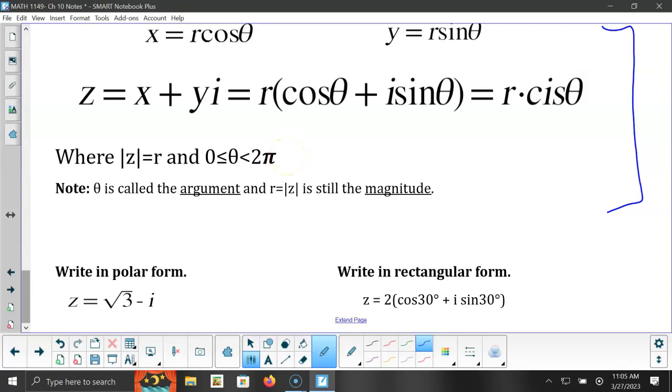All right, notice down here at the bottom, theta we tend to keep between 0 and 2 pi, not including 2 pi. Also notice, because it's math and we've got to call everything 12 different names, they start calling theta the argument. I don't know why argument fits with theta, but whatever.